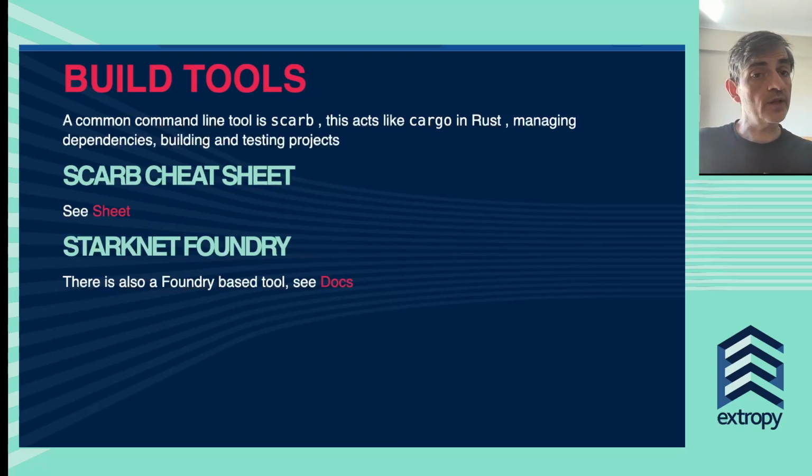We now also have Starknet Foundry, which is based on Foundry. If you're familiar with Foundry from Solidity, it's based on that, but it allows us to write Cairo contracts as well. And we've got a link there to documentation for that.